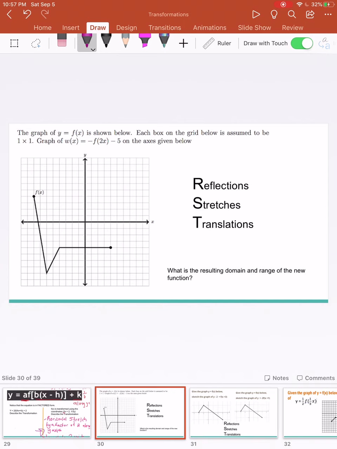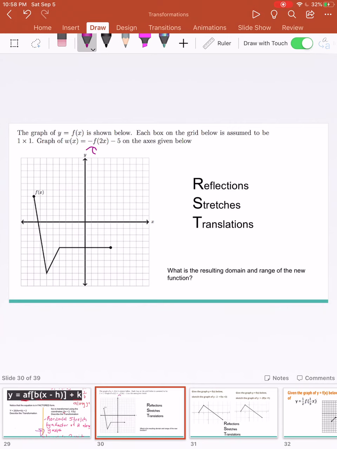Next slide. So it gives us a graph. Each box on the grid below is assumed to be 1 by 1. So the first thing I want you to do is try and write the mapping coordinates, because it would take forever if you were to try to do all of these transformations one by one. So just go ahead and write the mapping coordinates.